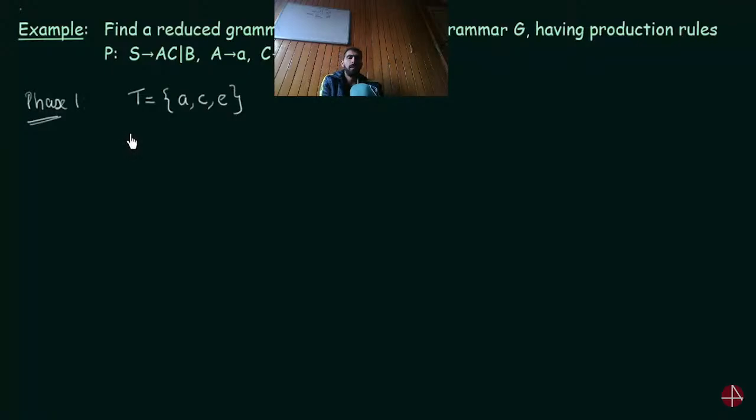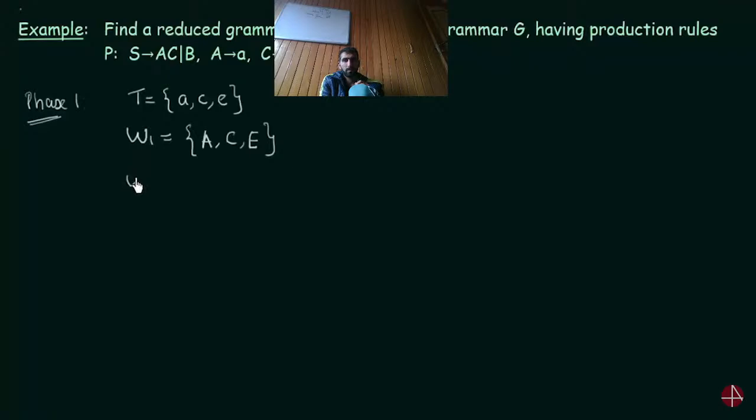Now we have to make a set W1 in which I will include all the symbols that can derive the terminal symbols. What are the symbols that can derive the terminal symbols? Let's see. S does not derive any terminal symbol, so we can leave S. A derives the terminal symbol small a, so I will include A. C also derives a terminal symbol, so C will be included, and E also derives a terminal symbol small e and also small a, so E will also be included. So I have my set W1.